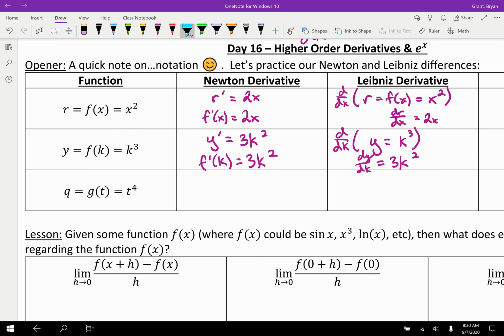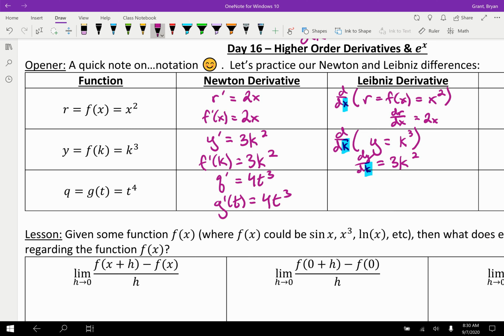Now we eventually are going to start changing this variable down here so that it's not always the independent variable we see in the equation. It can be different variables, but I think to start it's just a little easier if we say for now it will always be the same. Okay. And then last but not least, we can do this bottom one. So we're either going to have q prime equals 4t cubed, or you could say g prime of t equals 4t cubed. Either one of those is okay.